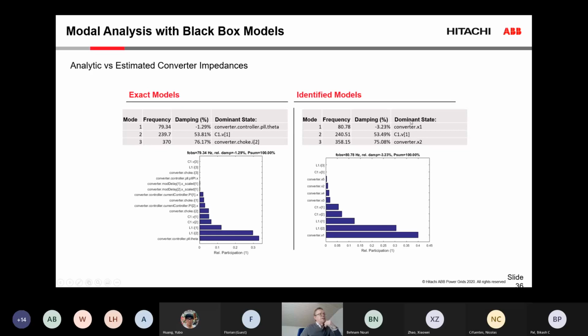So what I get out here as a dynamic state, a dominant state, is just the general location, but you no longer know exactly what control loop it relates to and so on. But it's still, in a large system setting, very useful to figure out which grid components and which converter is interacting.